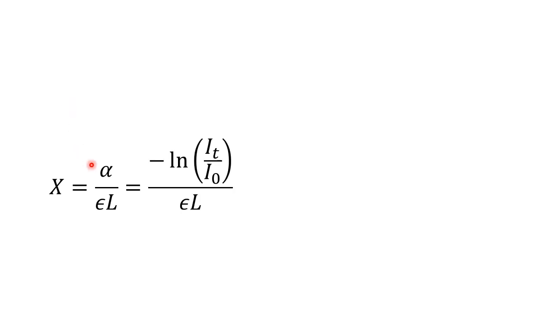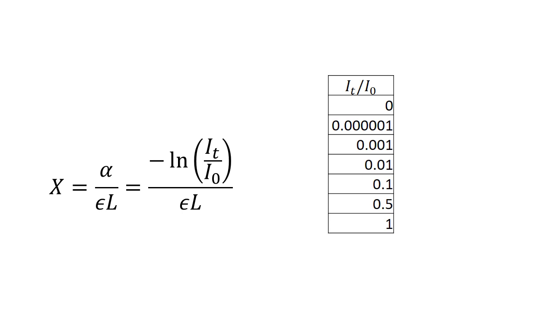First, we need to write absorbance alpha in terms of initial and final intensities. And the definition of absorbance is the negative natural log of the transmitted light intensity over the initial light intensity. So let's think about the mathematical meaning of that for a second. I_t over I naught can take any value from zero, where the transmitted intensity is zero, so that means that all of the light was absorbed in the sample, all the way up to one, where I_t is equal to I naught, so that means that none of the initial intensity was absorbed in the sample.